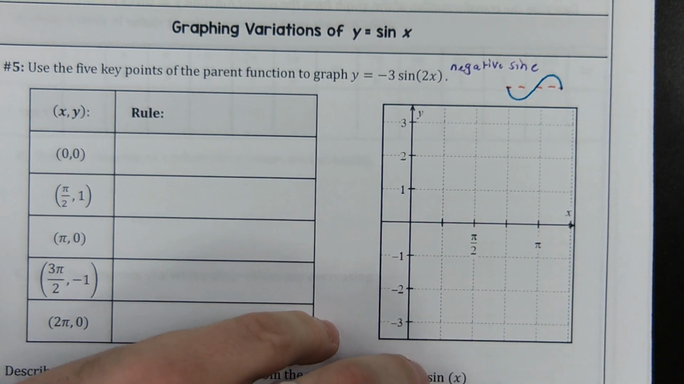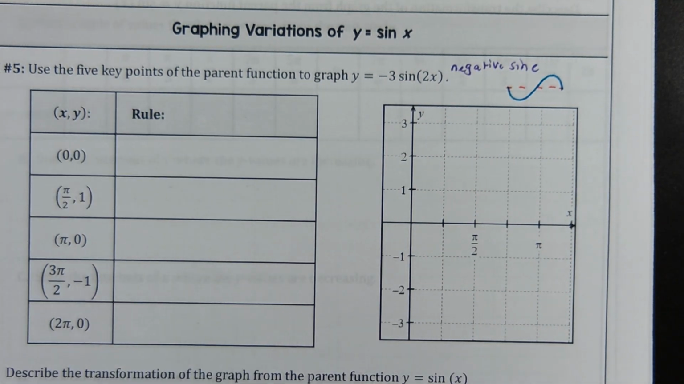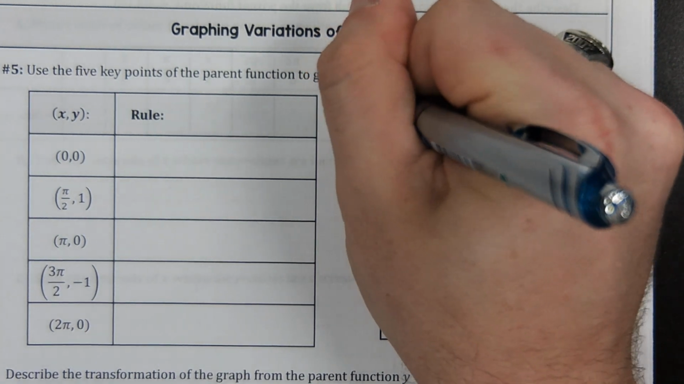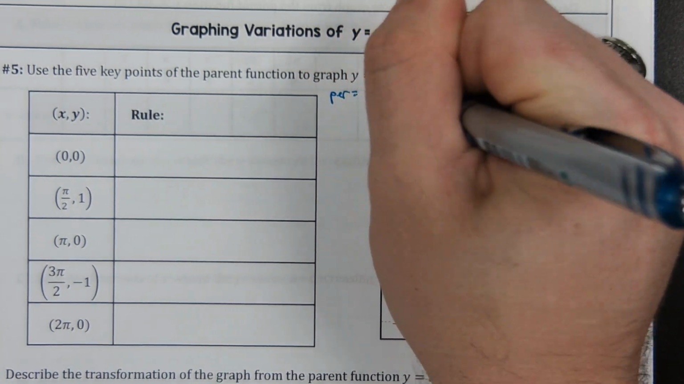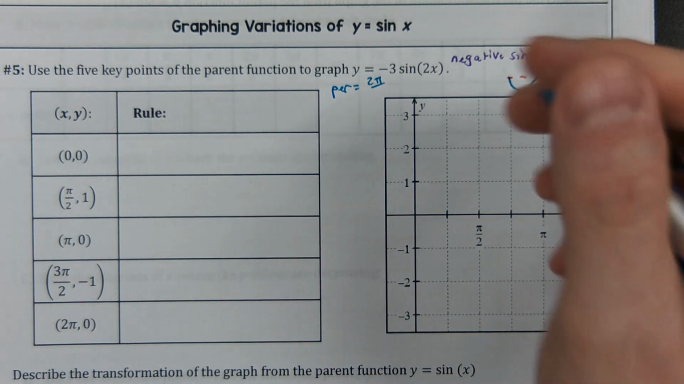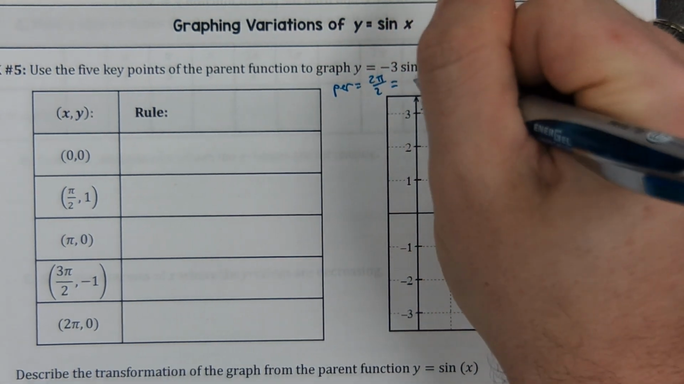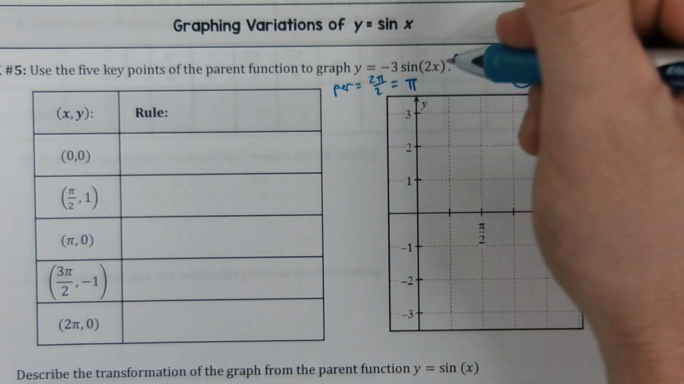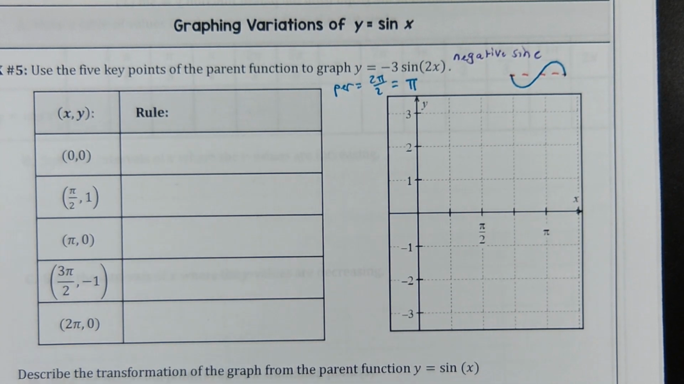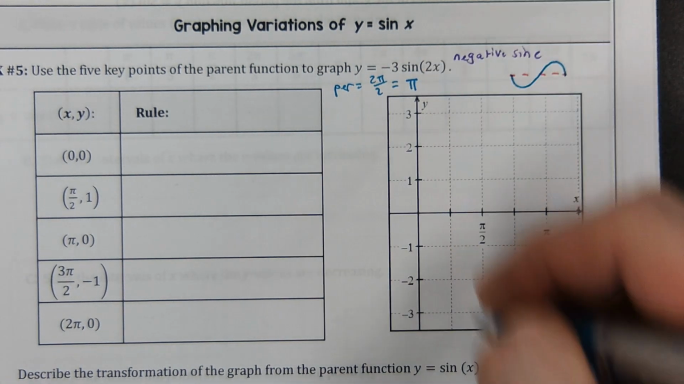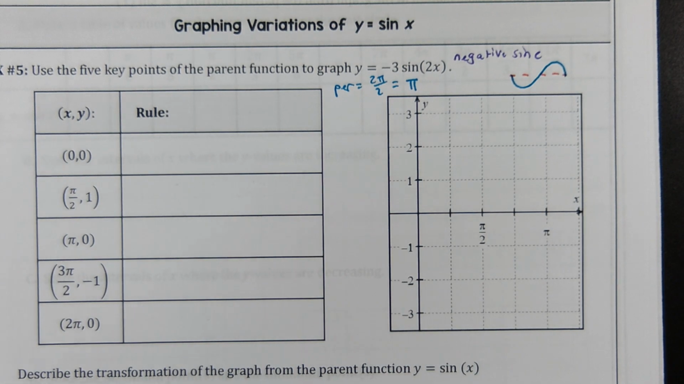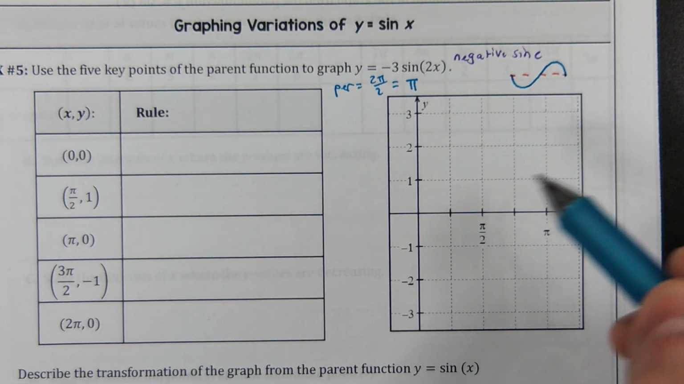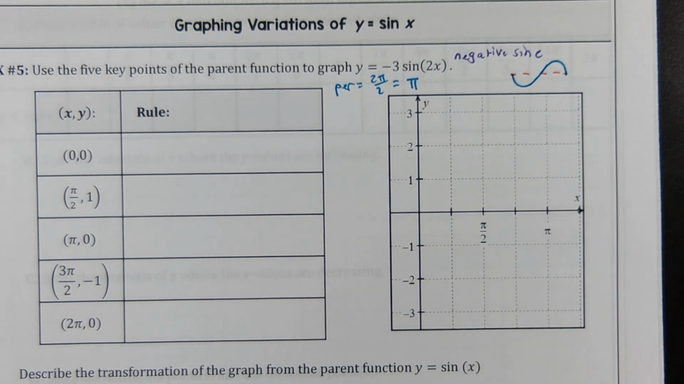Now I'll determine the length of my period. 2 pi over b. Our b value, the number in front of x, is 2. Oh, the entire cycle will finish in pi radians. So what I would do if I was sketching this by hand is I would draw my x and my y. I'd put a pi on there. I'd cut that in half. Then I'd cut my halves in half.